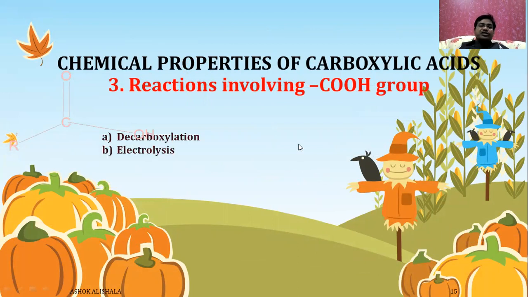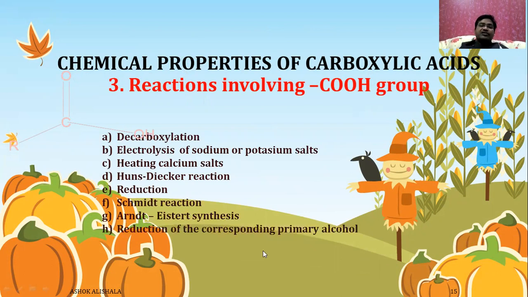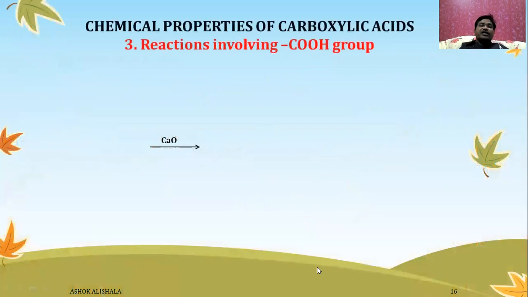One is decarboxylation, another is electrolysis of sodium or potassium salts, and the third one is heating calcium salts, that is, dry distillation of the calcium salts. Another one is the Hell-Volhard-Zelinsky reaction, another is reduction, one more is the Schmidt reaction, another is the Arndt-Eistert synthesis, and reduction to the corresponding primary alcohol via ester. These are the different types of reactions. Let us discuss one by one. First one is decarboxylation. What is decarboxylation? Nothing but removal of the carboxyl group.